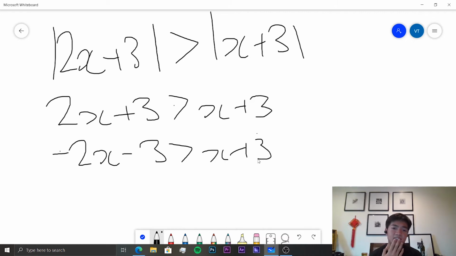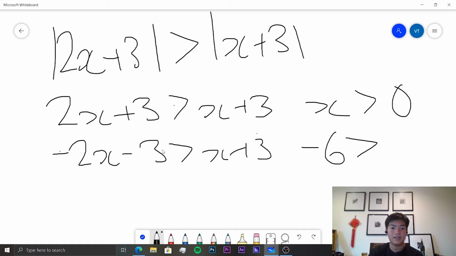And I think this should give us two different boundaries for this equation. So 2x plus 3, this would be x is greater than 0, or negative 6, 3x is less than negative 6, so x is less than negative 2.